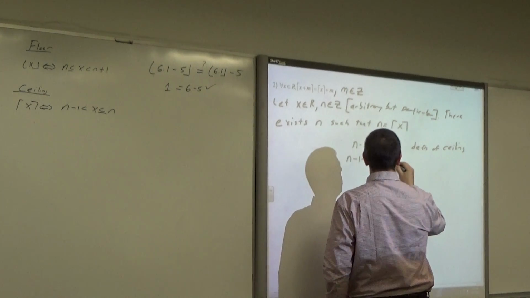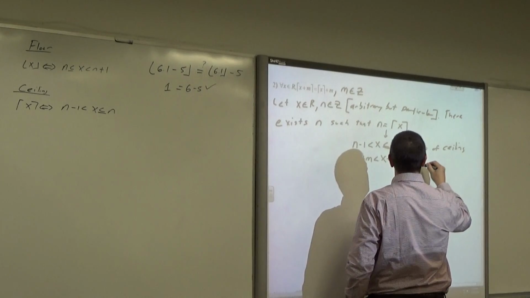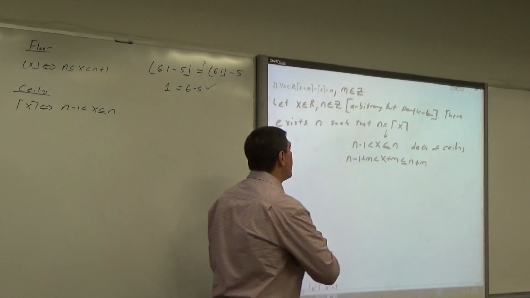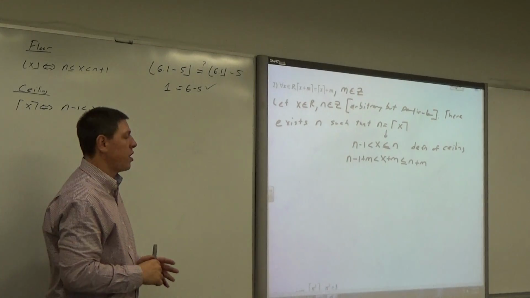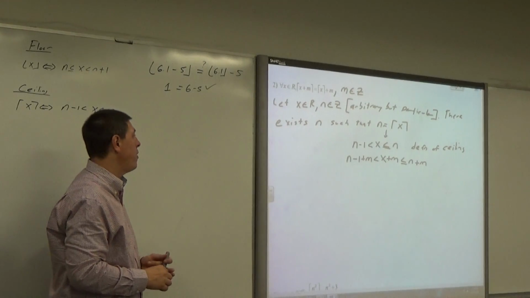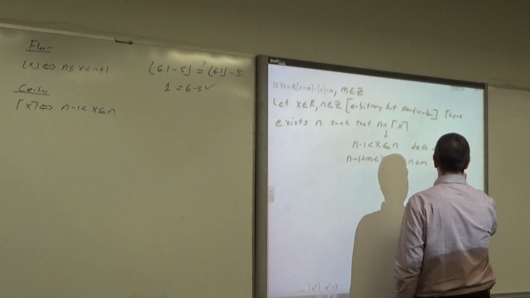x plus m less than or equal to n plus m. Completely legal. That's just by addition. It's an inequality rule, an inequality rule of addition. So we're just going to say by addition.